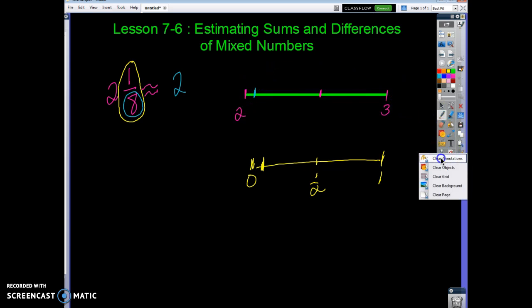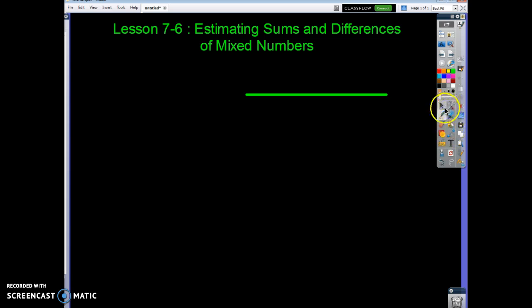Now, why are we going through all this? Because now we're going to take a look at fractions, and in this case, we're going to be estimating sums and differences. So now let's take that 2 and 1/8 minus, and let's subtract 5/7. And I want to figure out what is that about equal to.